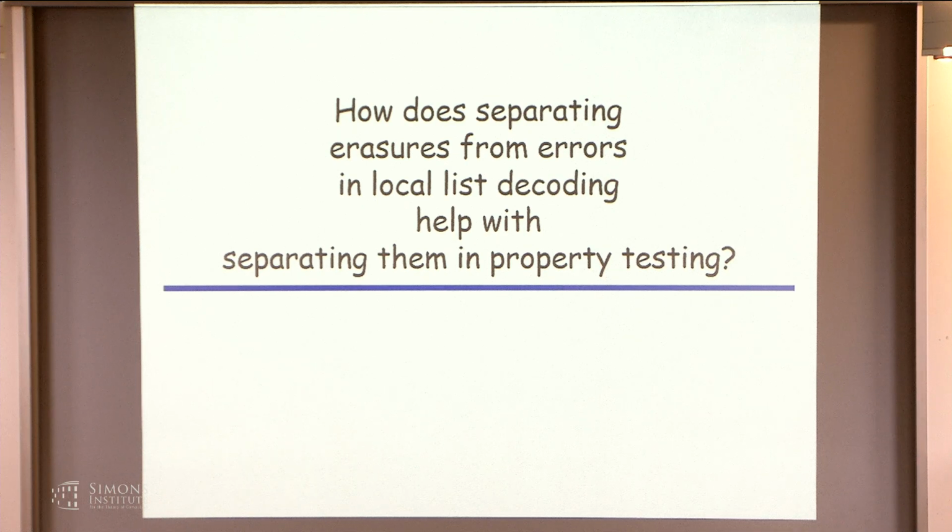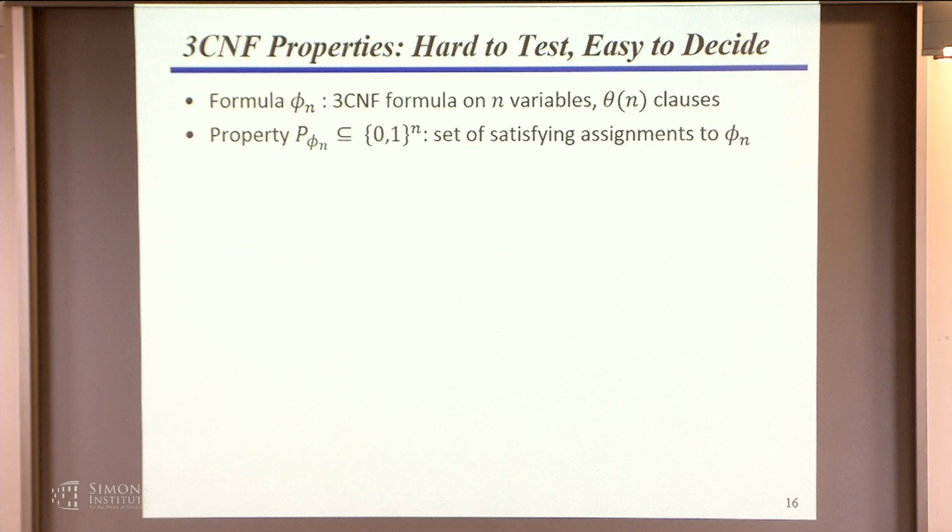Okay. So what does it have to do with the original property testing question? How does separating erasures from errors in local list decoding help with separating them in property testing? So let me start by giving some building blocks which go into the separation, and then I'll show you the picture.